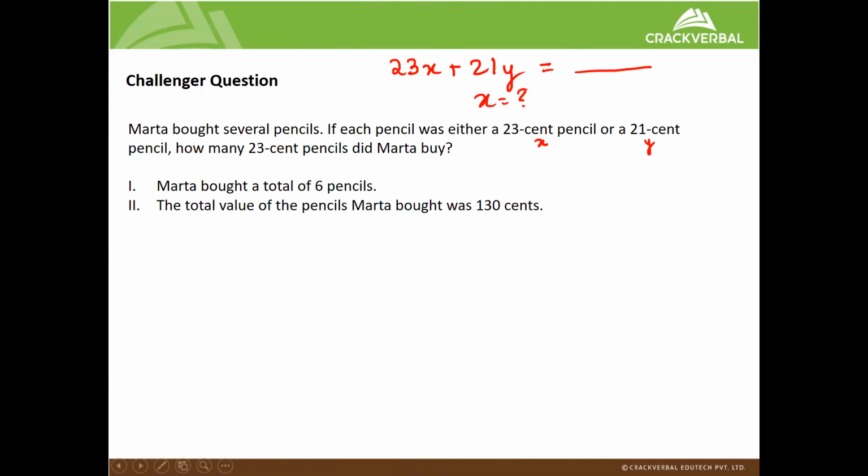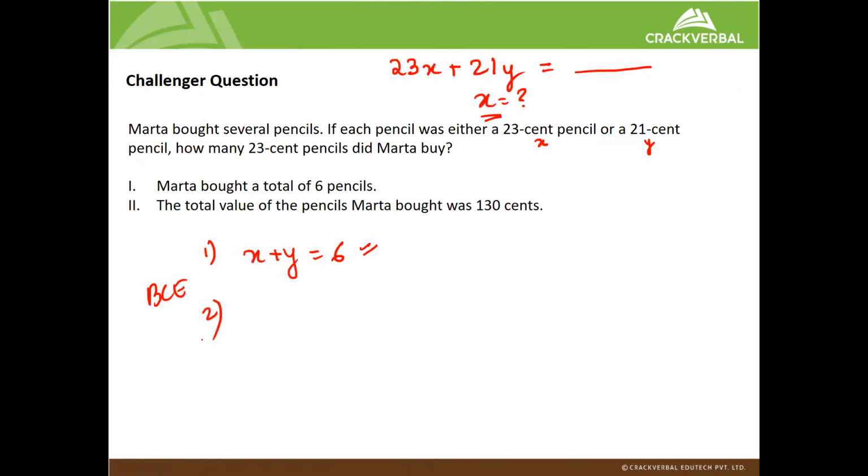I'm breaking this question down. The first statement tells me Marta bought a total of 6 pencils. So I've been given that X plus Y is equal to 6. Now I'll have to check whether this statement is sufficient to answer the main question. If X plus Y is equal to 6, I can use multiple possibilities for X and Y. Insufficient, clearly.